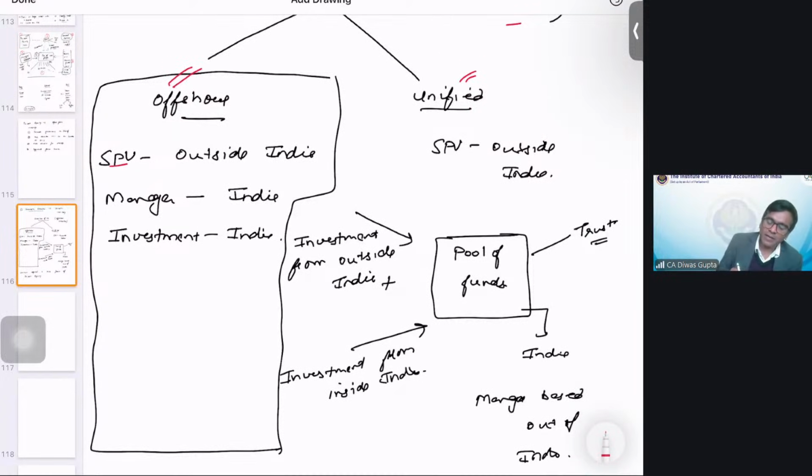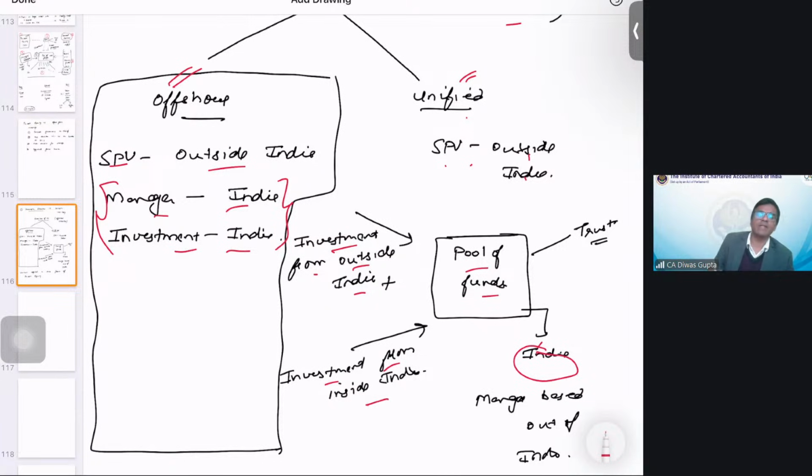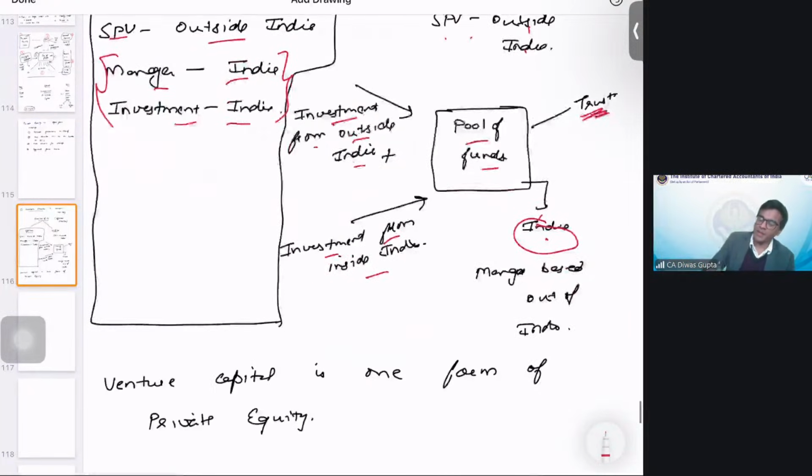In offshore, the SPV, which is actually holding the investments, is outside India. The manager is within India, and even the investment is also within India. So these two aspects are happening within domestic. The SPV is outside, so that is called offshore because the funding is coming from offshore. Unified means the SPV is outside India. The investments are coming from outside India, plus the investments from within India are kept in a pool of funds which is in India. That's the unified structure in the form of a trust, and it is also managed out of India.